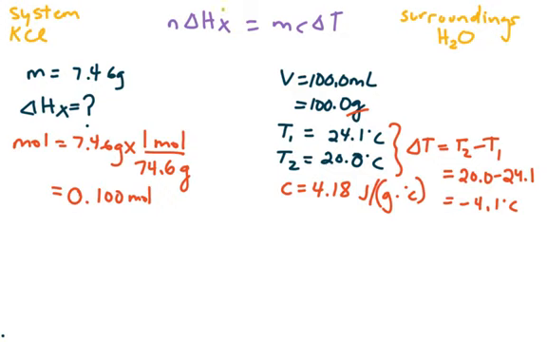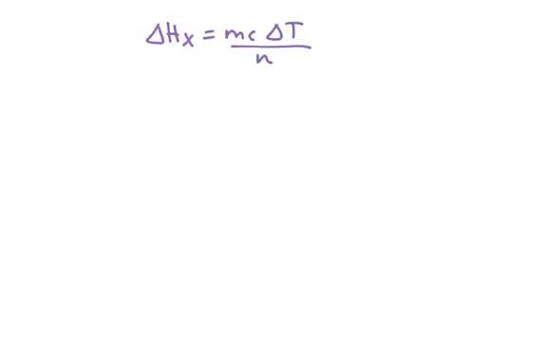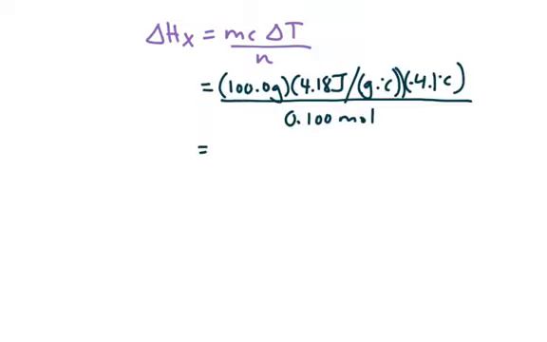So my job is going to be to rearrange to solve for delta Hx. So I'm just going to bring n to the right-hand side because it's multiplying. When I bring it over the equals, it's going to divide. So I'm going to substitute and solve. So I've substituted in, and when I solve, I get negative 171.38.